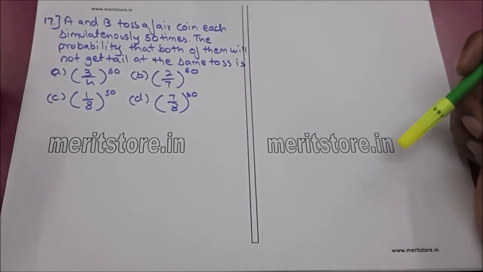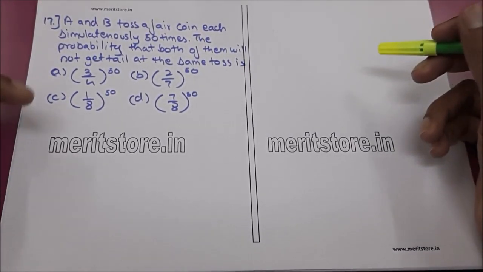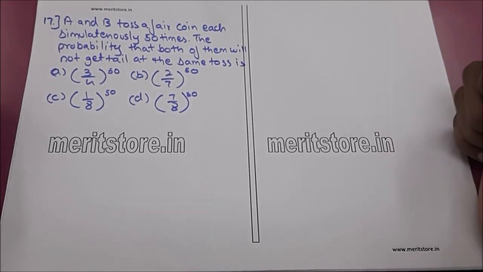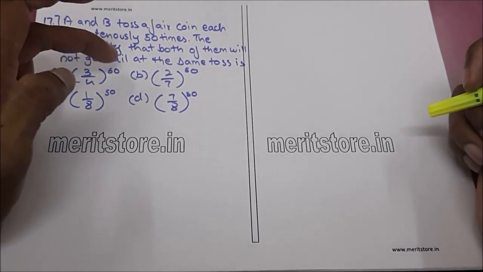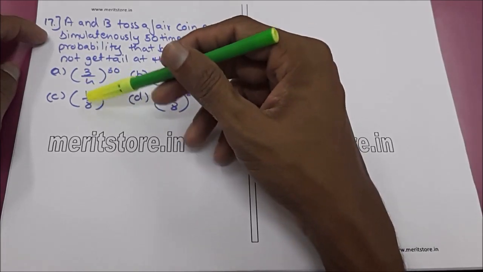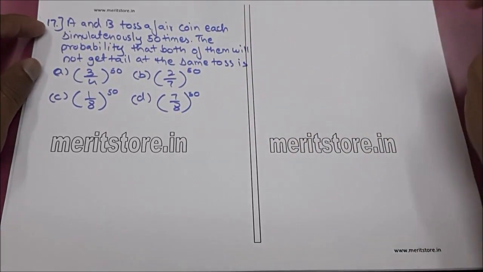Question 17. A and B toss a fair coin each simultaneously 50 times. The probability that both of them will not get tail at the same toss is, we have four options: A 3 by 4 raised to 50, B 2 by 7 raised to 50, C 1 by 8 raised to 50, and D 7 by 8 raised to 50.